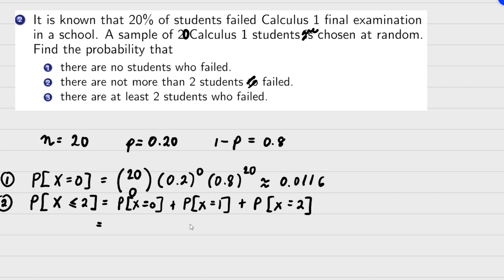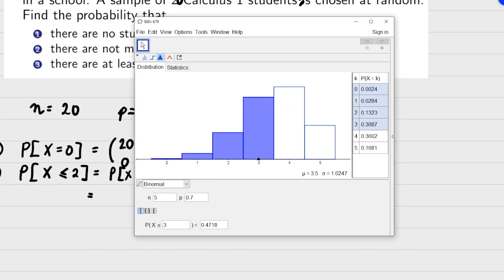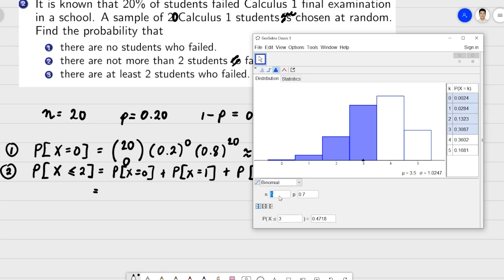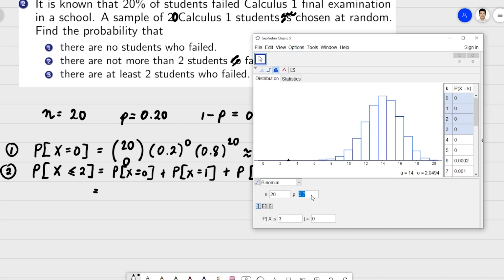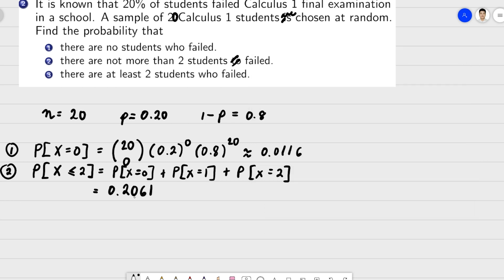So, let's substitute this. We can do this manually. If you want to do this manually, walang problema. But we can consult GeoGebra for this one. Okay? So, our number of trials is 20. The probability of success is 0.2. So, we already have here the probability distribution, up to 20. Mula 13 hanggang 0, it's 0 na. And we want the probability of getting less than or equal to 2. So, let's change this to 2. And the answer is 0.2061. You can kindly check this using your calculator.